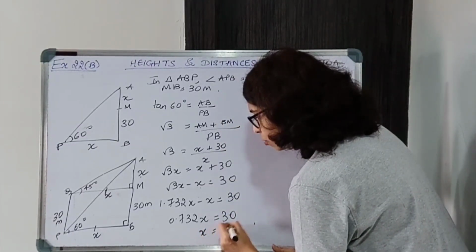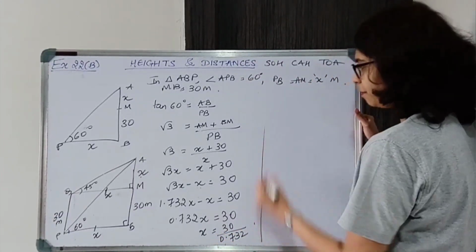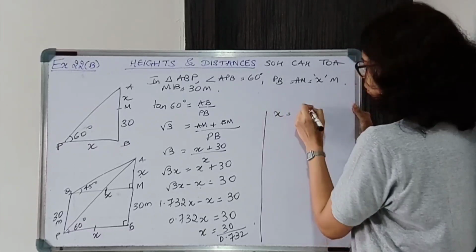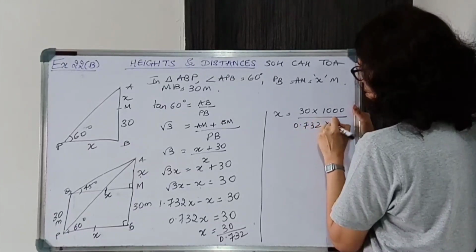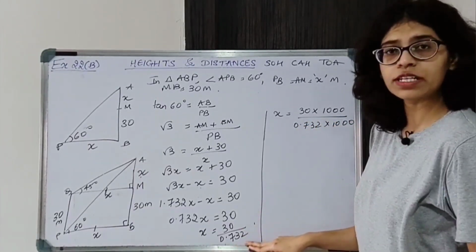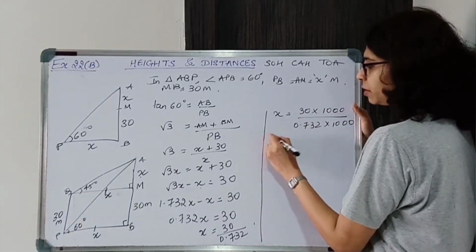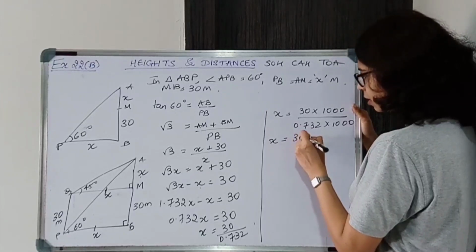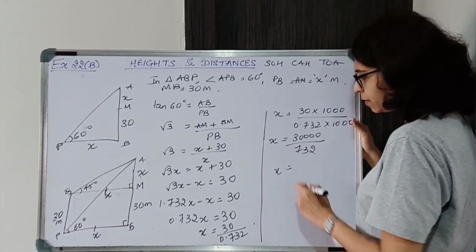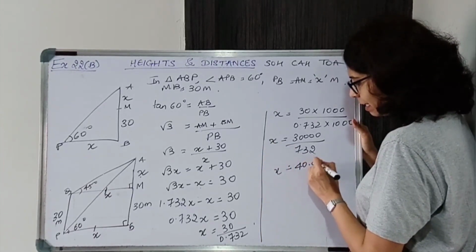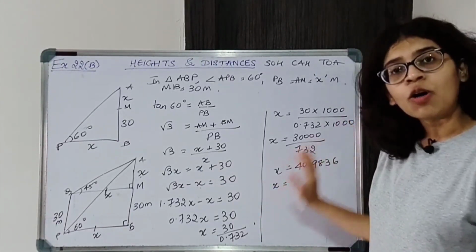Now shift 0.732. We'll divide. So x is equal to 30 into 1000 upon 0.732 into 1000. 3 zeros are required to remove the decimal point. So we multiply by 1000 and divide by 1000, in both numerator and denominator. So this will become 30,000 upon 732. Now divide, okay. So this is 40.9836.